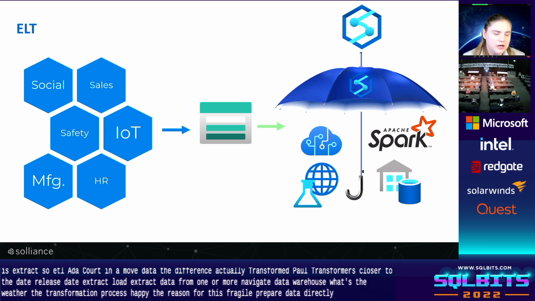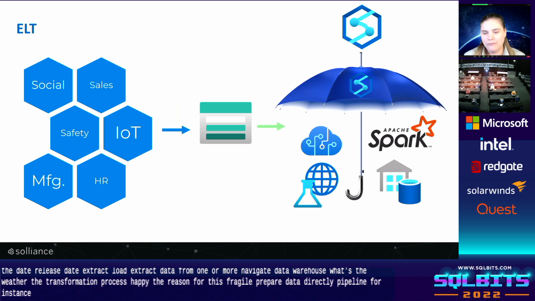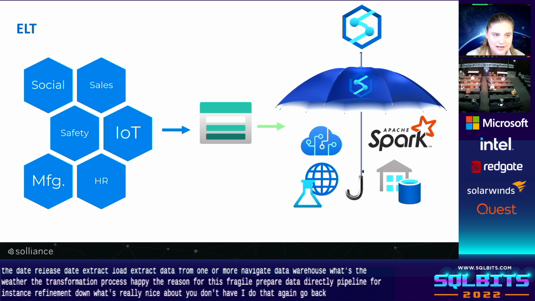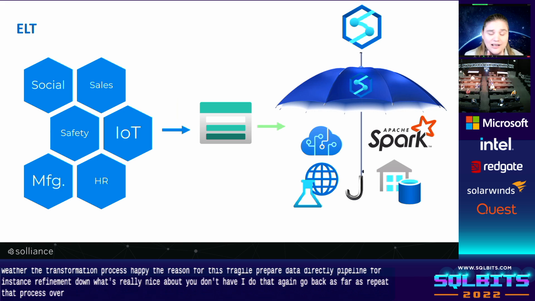Can you imagine when you're developing a pipeline, for instance, and you go multiple levels of refinement down, and then you find out that there's a problem? What's really nice about the ELT approach is that because you've landed that raw data, you don't have to go back out to the source systems to retrieve that raw data again to retest your pipelines. You can go back as far as the raw data that you've landed in the data lake and repeat that process over and over again until you figure out what your bug is, or what implementation you need to perform.